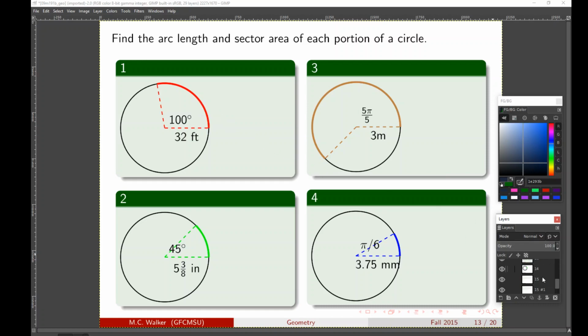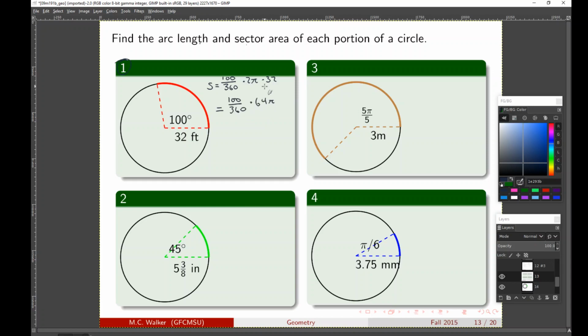Let's do one more. Let's take a look at this example right here. We've got 100 degrees, 32 feet, and we're trying to find the arc length and the sector area. So this length S is going to be 100 out of 360 times 2 pi times 32. So that's 100 out of 360 times 64 pi.